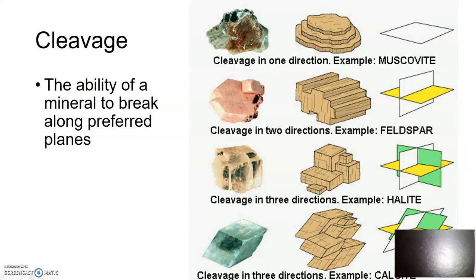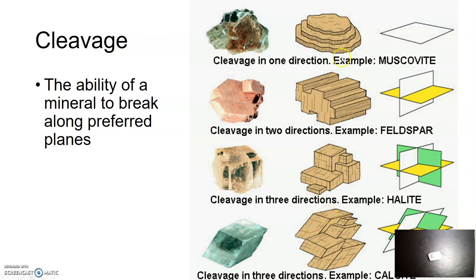Next thing is something called cleavage. Cleavage is how a mineral breaks, or cleaves. Again, it's the ability for a mineral to break along preferred lines. Here are some examples of different minerals that have good cleavage. There is one direction of cleavage, meaning it only breaks into one flat plane, thin sheets. Two directions of cleavage, two sides are parallel to one another. Three directions of cleavage, three sides are parallel to one another. So you're looking for parallel sides.